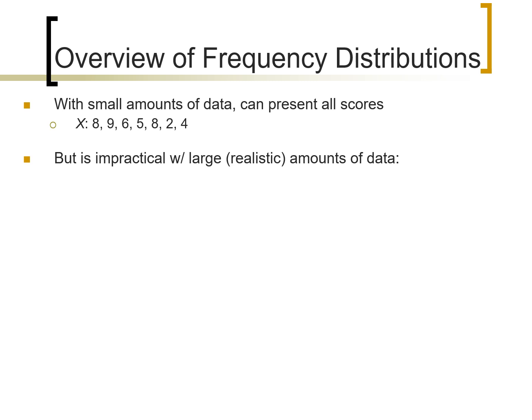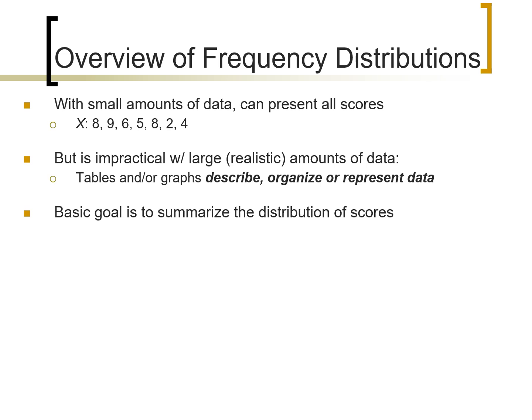Now if we have a sample or a population of 2,000, we don't want to put all those individual data points in a distribution, so we'll have to somehow organize it and shorten the number of values and lump some together. We can think about tables and graphs as describing, organizing, or representing data. And the basic goal is to summarize the distribution.